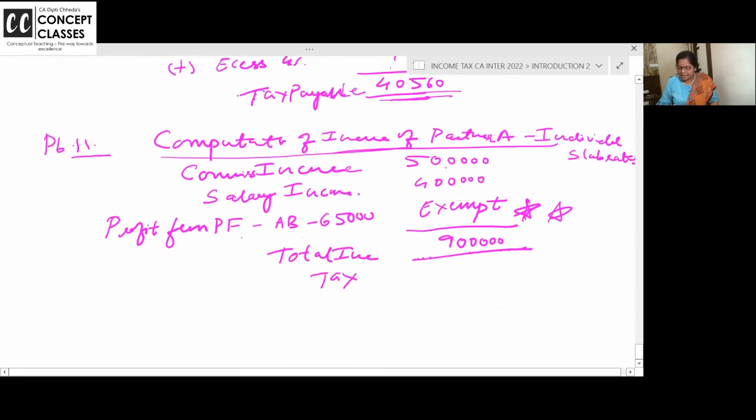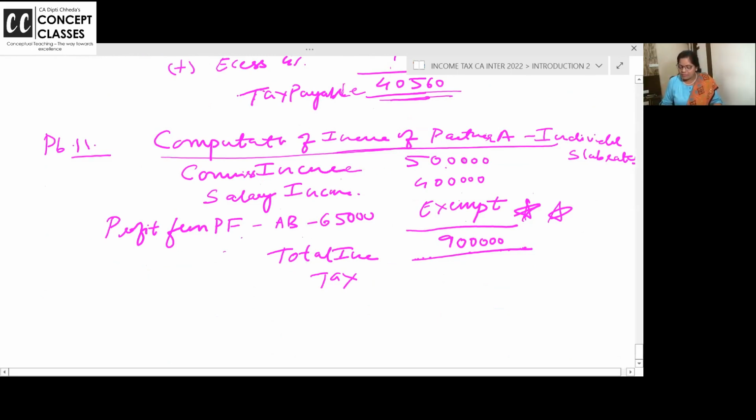65,000 income is exempt. So some of you are having doubt, ma'am, then why did you write in the inner column and you wrote exempt here? Arre, A wants to say to the income tax department. A is talking to the department. Department, listen, income tax wala department, suno.